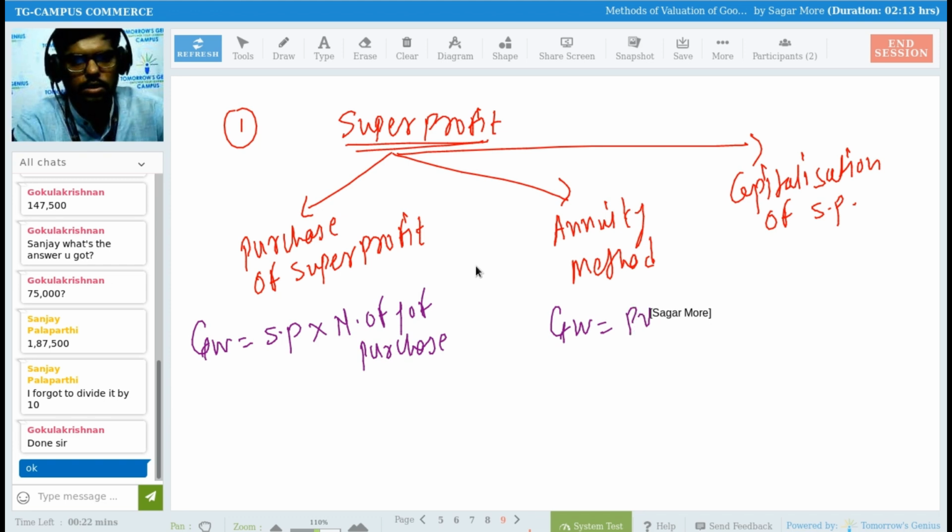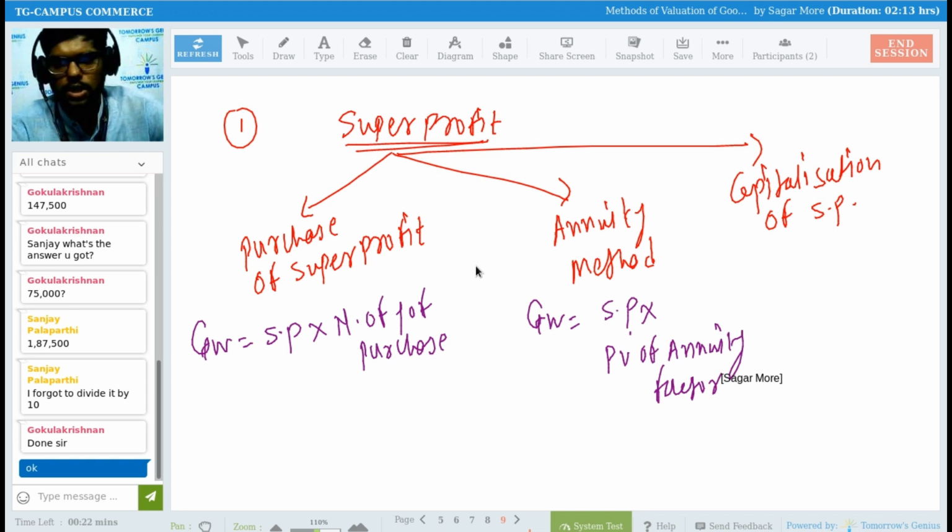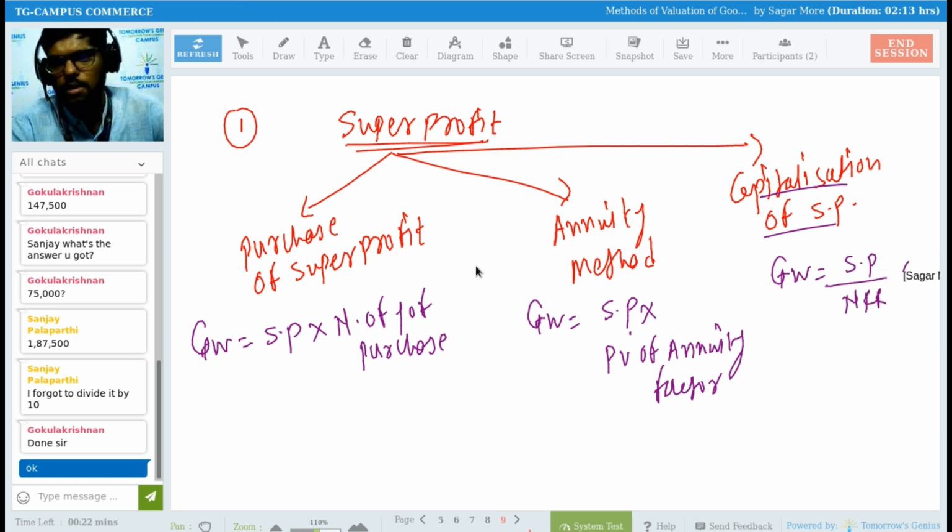present value. Goodwill is equal to super profit multiplied by present value of annuity factor. So what is that? We will discuss in the question. So what is the capitalization of super profit method formula? Goodwill is equal to super profit divided by normal rate of return multiplied by 100. Right? This is the formula.